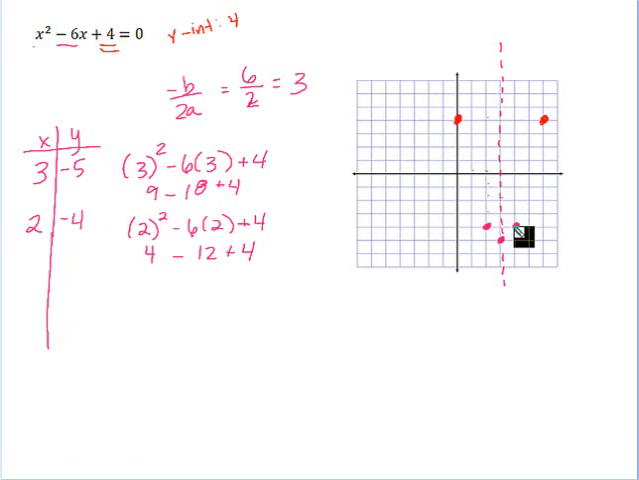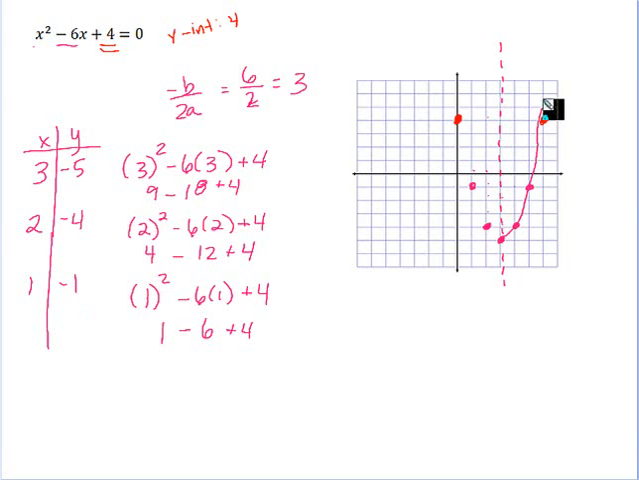All right, we still don't know exactly where we're crossing that x-axis, so we will also plug our x value in for 1. So if we plug 1 in, we'll have 1 squared minus 6 times 1 plus 4. 1 squared is 1. 6 times 1 is 6, so minus 6 plus 4. 1 minus 6 is negative 5, plus 4 is negative 1. So this is the point 1, negative 1, which is right here. And then symmetrical to the other side, so we also have this point.